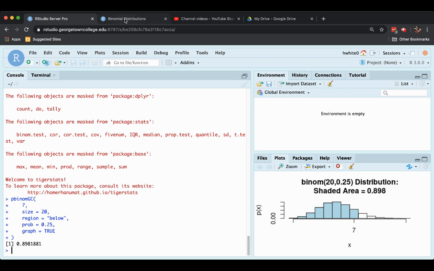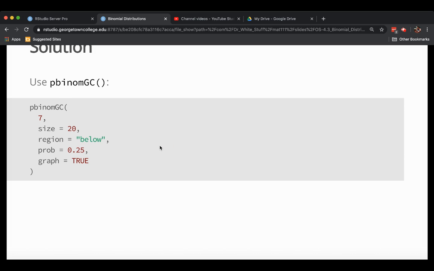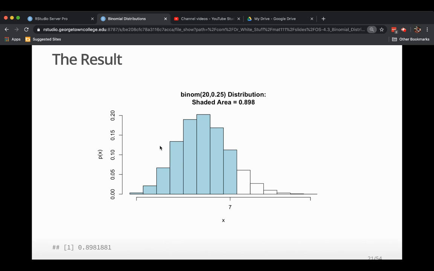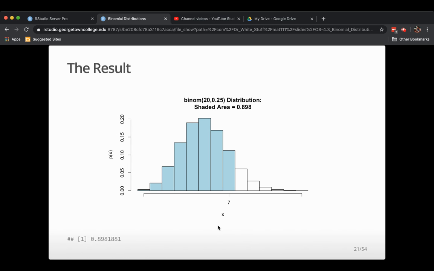A better look at it might be back in the slides on the next page. So, for example, the chance of getting exactly 7 right would be the height of this shaded rectangle here over the 7. That's a little bit more than 0.10, a little bit more than a 10% chance of getting exactly 7. The sum of all the heights comes up to the 0.898, the roughly 90%.